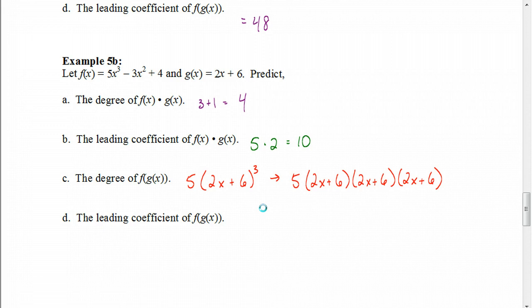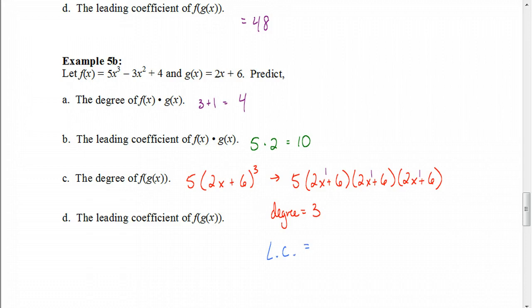So this would be the same as 5 times the quantity 2x plus 6, times 2x plus 6, times 2x plus 6. So from that, we can find the degree. Since each of these x's has an exponent of 1, for the degree we add those together, 1 plus 1 plus 1, and get 3.